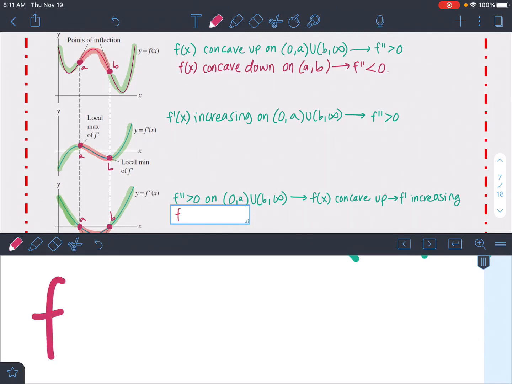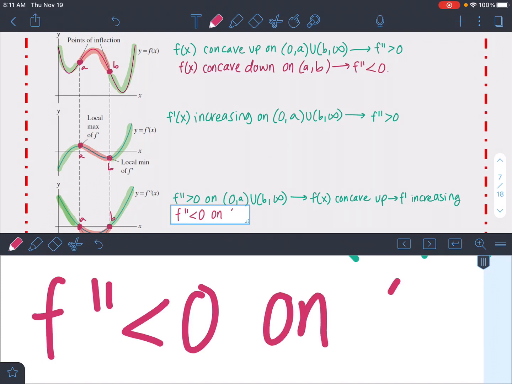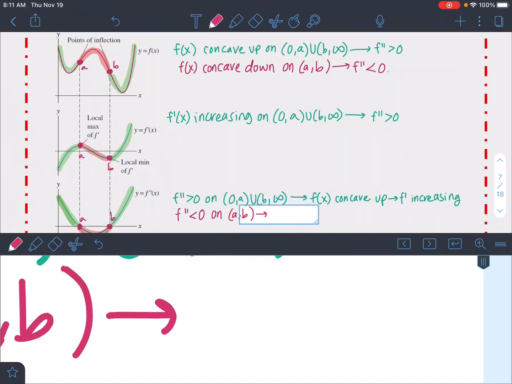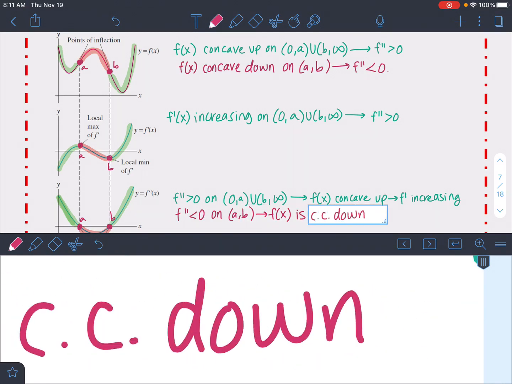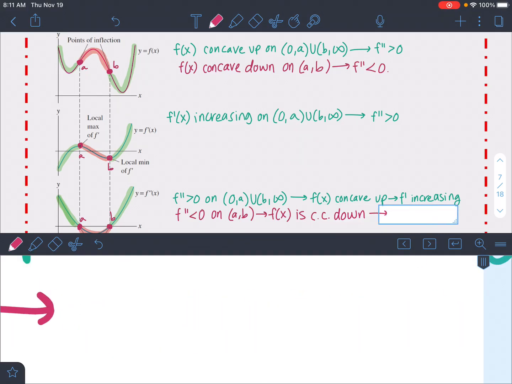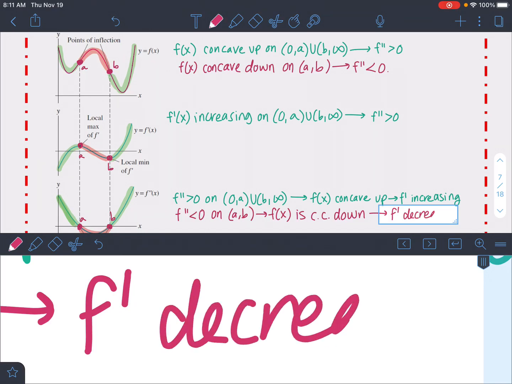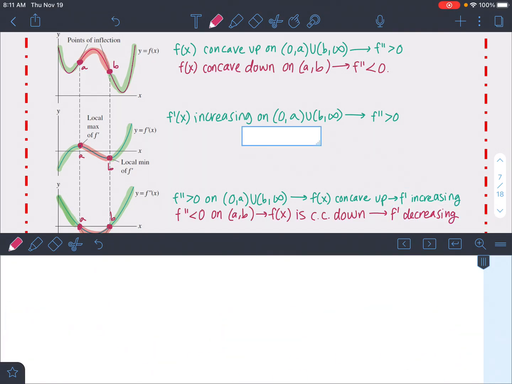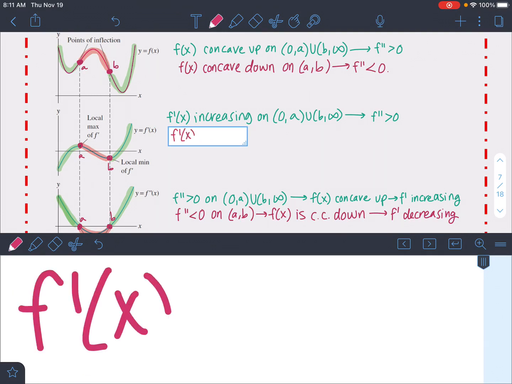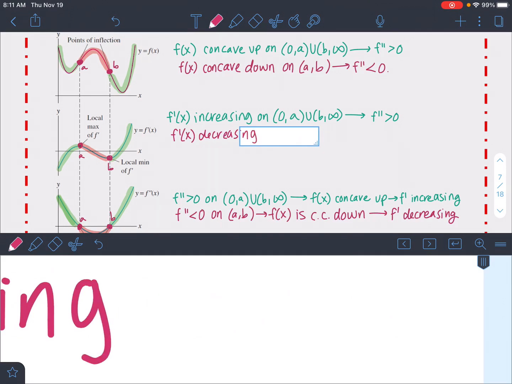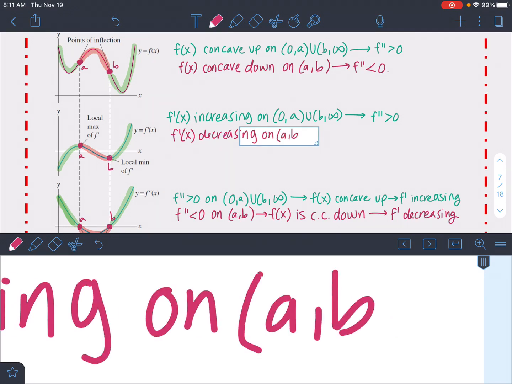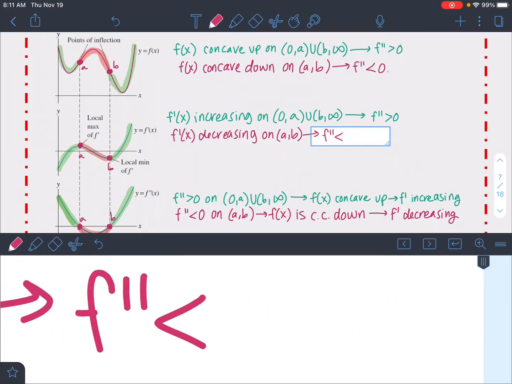Okay, and again, for this one, f double prime was negative. It's below the x-axis on A to B, which tells us that f of x is concave down. I'll put CD for concave down, if that's okay. And what else does that tell us? That tells us that f prime is decreasing, or f prime has a negative slope. Okay, so since f prime of x is decreasing, falling from left to right, decreasing on A to B, that tells us that f double prime is negative.